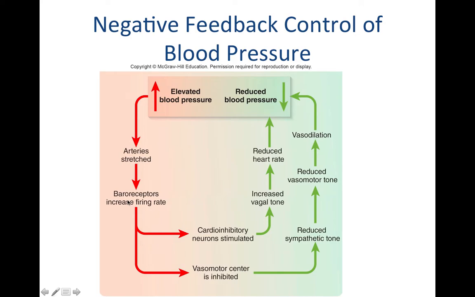That baroreceptor information that's telling you you have high blood pressure also inhibits your vasomotor center. So vasomotor is referring to your blood vessels. This reduces sympathetic tone, which means that you are not going to get as much sympathetic innervation to your blood vessels. Reduced vasomotor tone causes vasodilation, and that will also reduce your blood pressure.